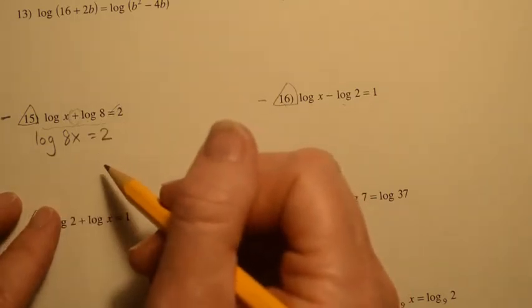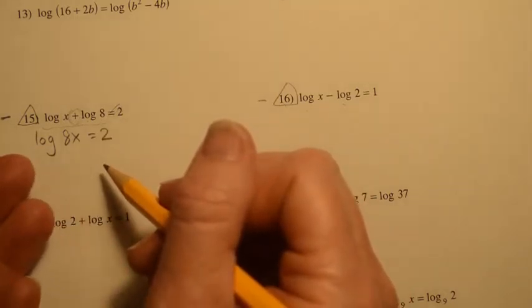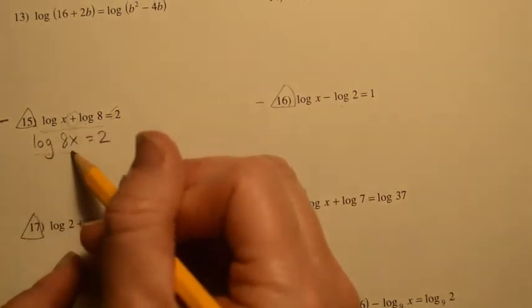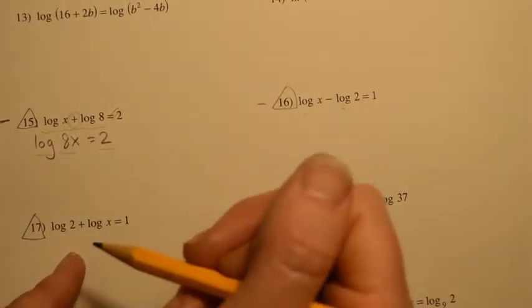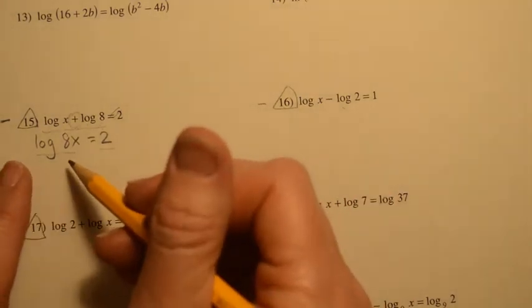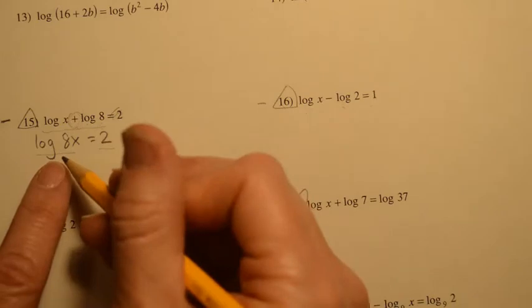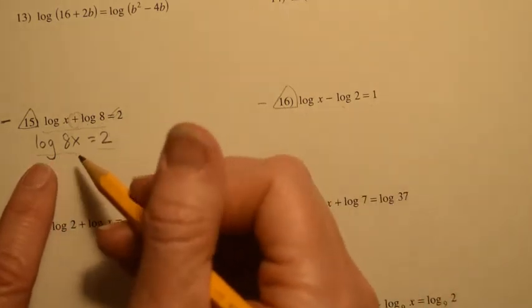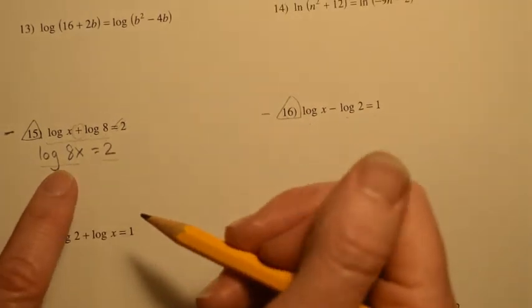In doing so, I've changed it to the exact type of problem that we were just doing. Log, a single log equals a number. Now one thing that's a little bit different about the last two problems that we just did is we had a base here, whereas we don't have one. That's okay though, because we know what that base is now.